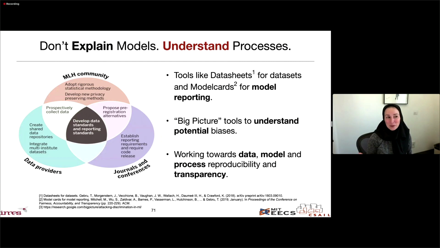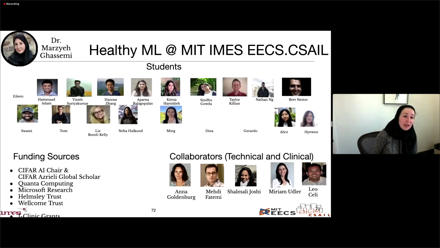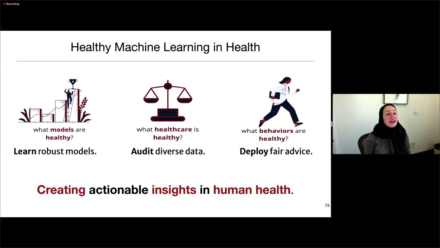And I also want to say, if somebody tells you there's a simple fix, they're probably wrong. If they say, just explain it and everything will be fine, understand that really there is no way to just shortcut some of these issues. We need to work towards data, model, and processes that are reproducible, transparent, and fair. This is work that's been done by a fantastic group of students who have all really wowed me in their progress in this space in the last year or so. And I hope I've convinced you that we can learn robust models, audit diverse data, and deploy fair advice to create actionable insights in human health.